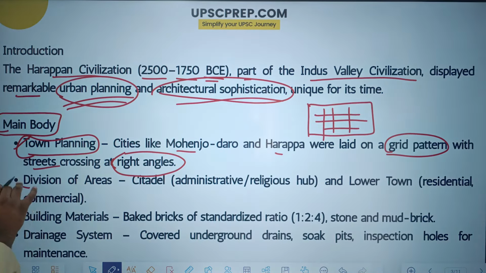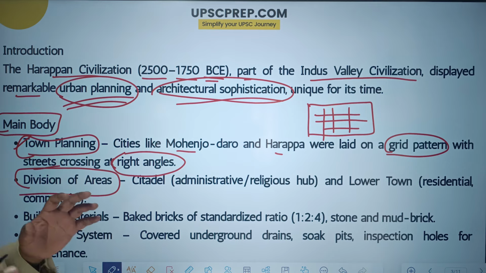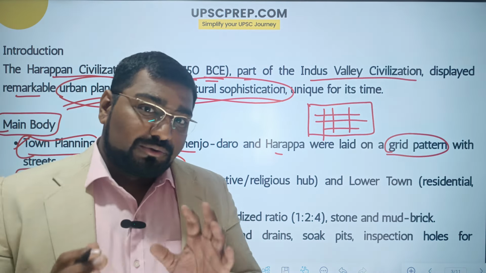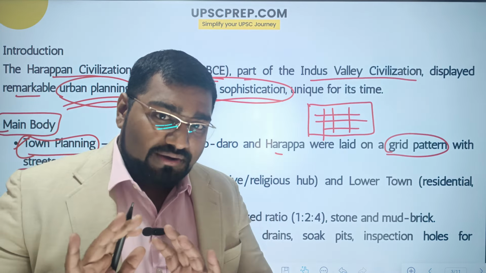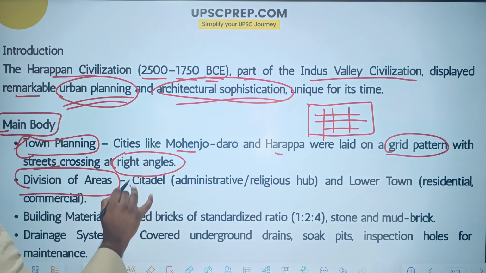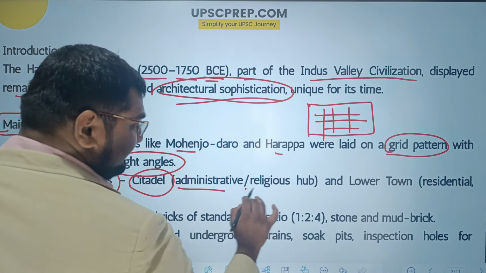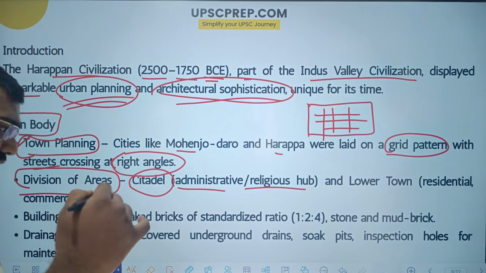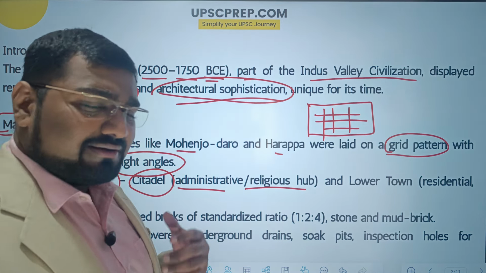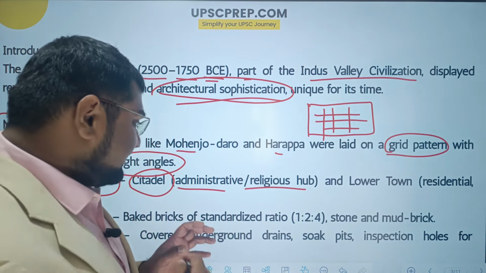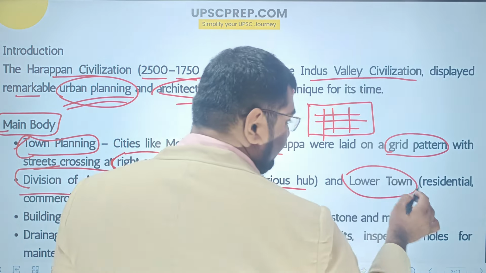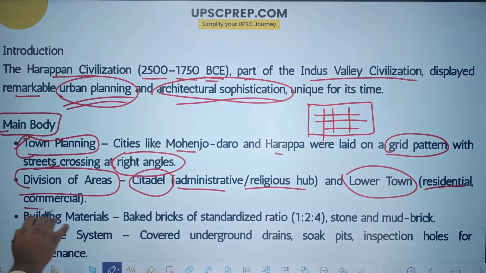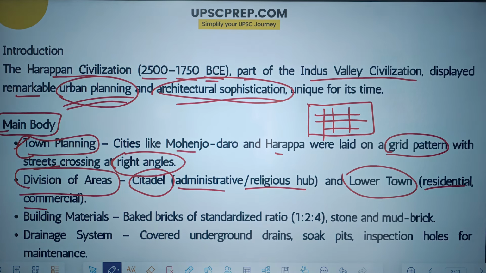Then the division of area. You know that the city was divided into two parts. One was the citadel, upper town, and the other the lower town, right? Citadel, the administrative and religious hub, where most important offices and the important things associated with the religious rituals were placed, right? And then the lower town, where the residential and commercial part of the city was there, right?